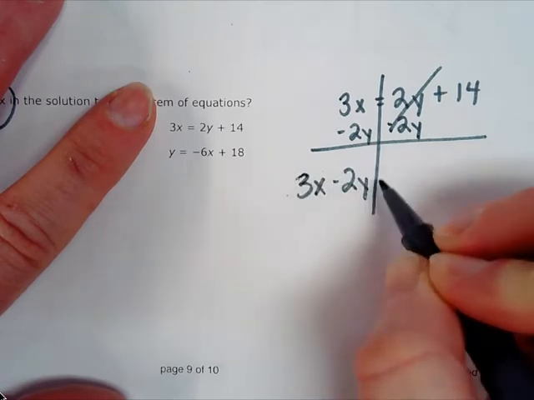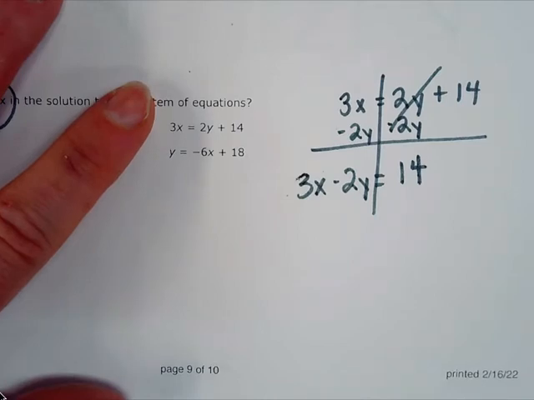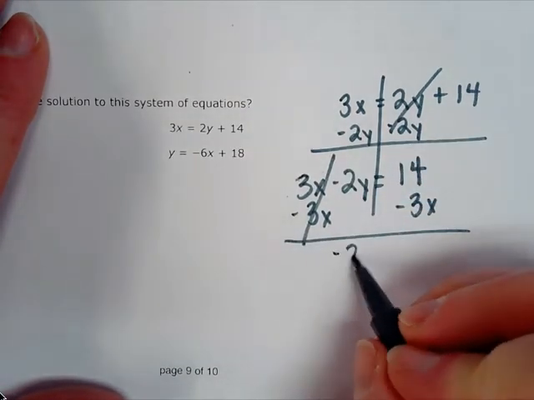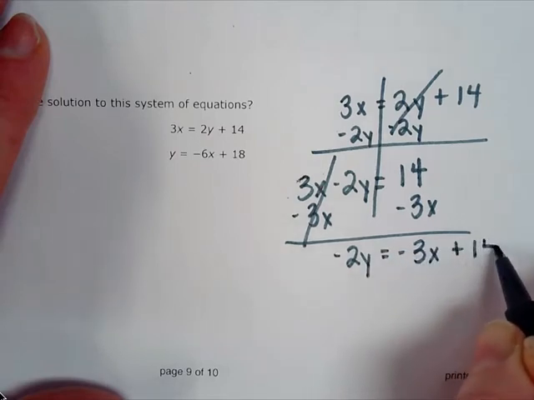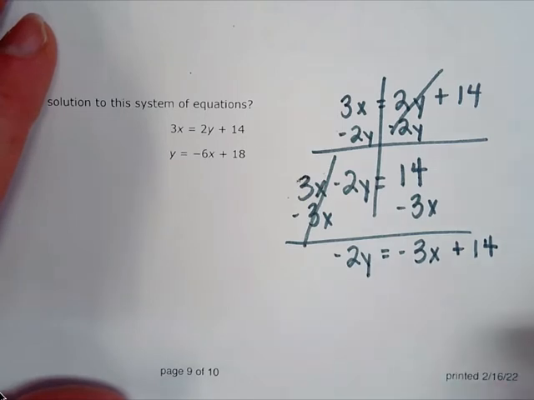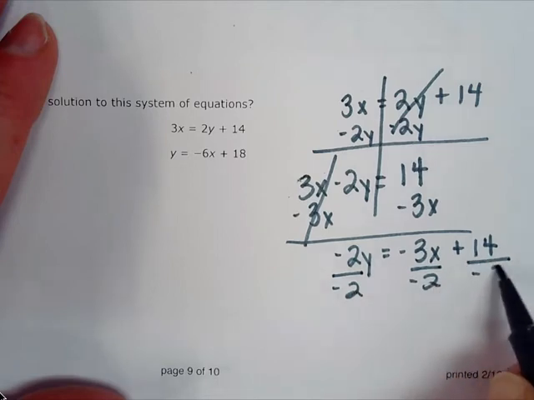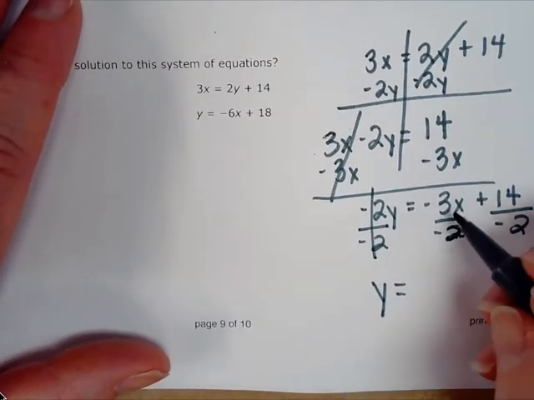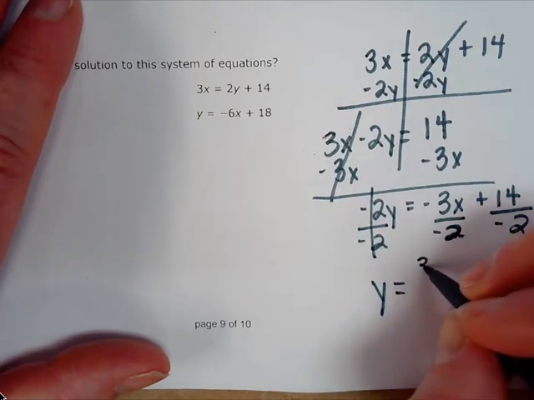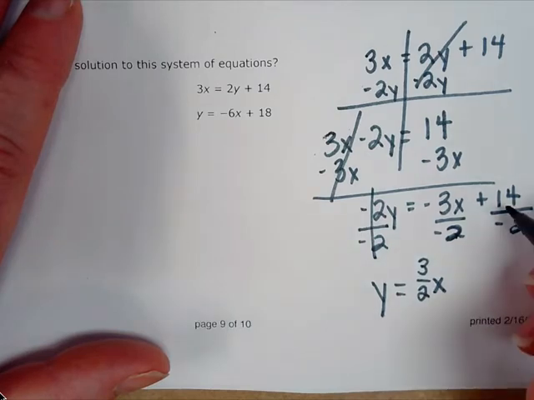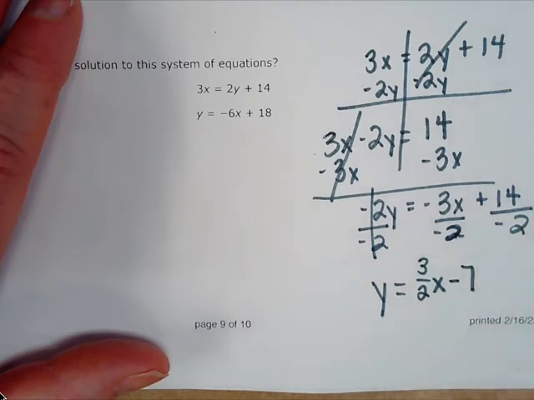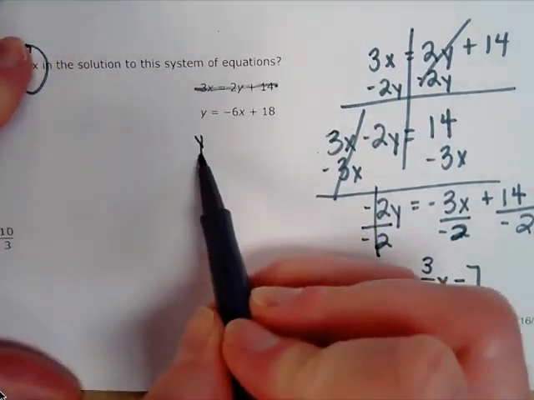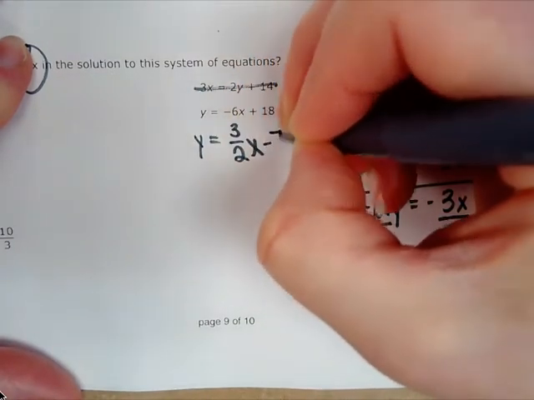Get 3x minus 2y equals 14. Then subtract 3x on both sides. Negative 2y equals negative 3x plus 14. Then divide by negative 2 all the way through. Negative 3 over negative 2. The negatives will cancel, so we just have 3 over 2x. Then 14 over negative 2, minus 7. Instead, it's y equals 3 over 2x minus 7.